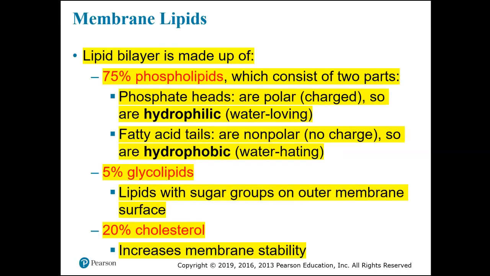All right, for the lipids that make up the membrane, the primary lipid component is phospholipids. Phospholipids make up 75% of the lipid component of the plasma membrane. Then there are glycolipids and cholesterol. And cholesterol helps to increase the stability of the membrane.